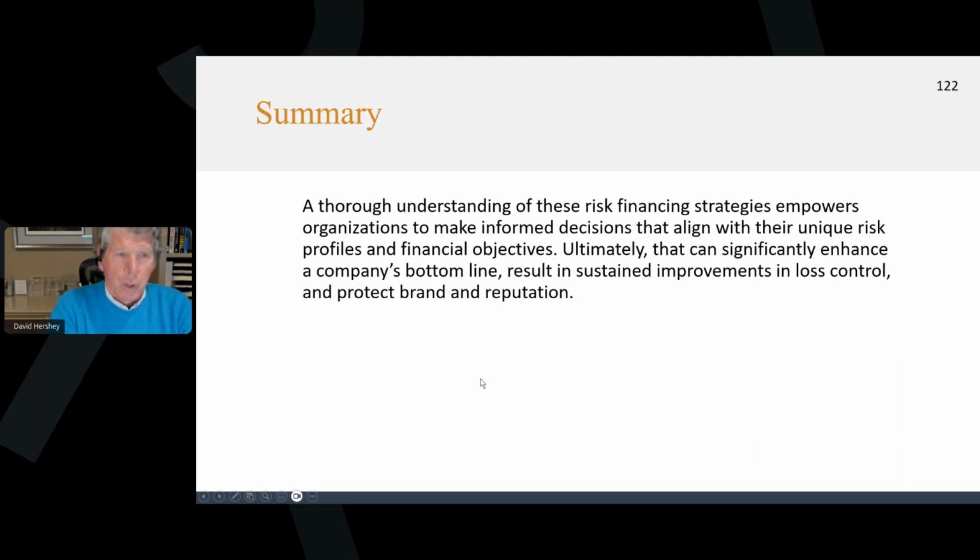A thorough understanding of these risk financing strategies empowers organizations to make informed decisions that align with their unique risk profiles and financial objectives. The risk profiles, that's what you're going to ask when you're doing your survey. And financial objectives, they may or may not share with you. But you can ask some leading questions that might steer them down that path, but probably not. You can flush that out when you offer different financial variations of your proposal.